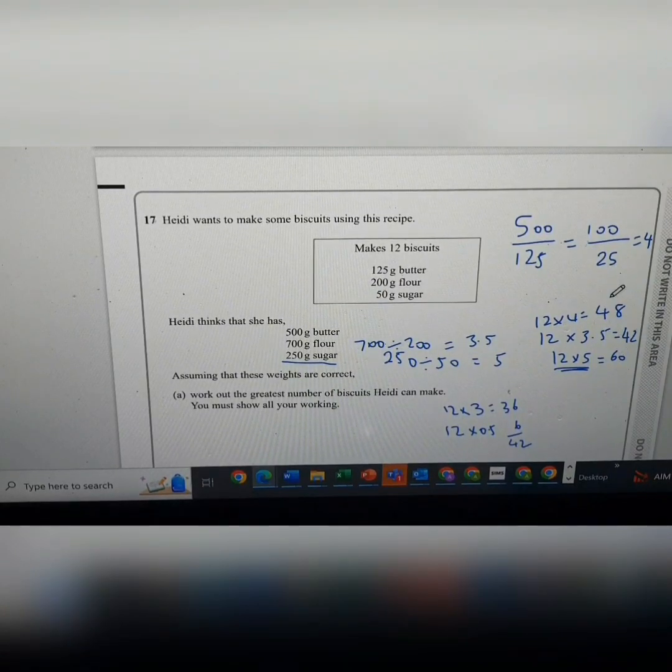So with all I have, the greatest amount of biscuits that I can make is 42, because from the bits that I have here, 42 is the smallest amount that I can make. I can't make 48 because I don't have enough flour to make 4 lots of this recipe. And I don't have enough flour to make 5 lots of this recipe. So 42 is the greatest number of biscuits that you can make.